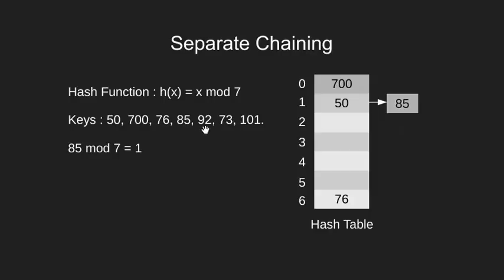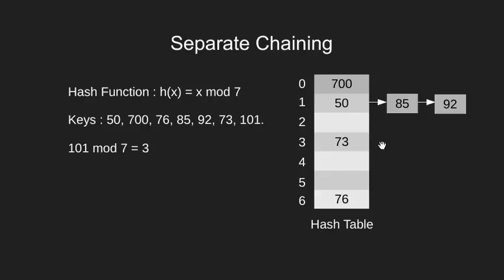Next we have 92 and 92 mod 7 is 1. Again a case of collision. We add one more node to our linked list with hash value 1 and this is how it will look. Next we have 73, mod 7 of which is 3. We therefore put 73 in the slot with index 3. The last key is 101 and 101 mod 7 is 3.